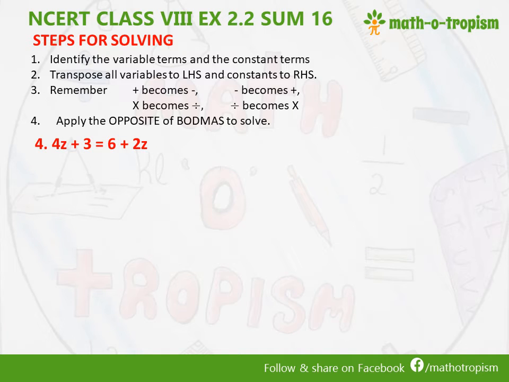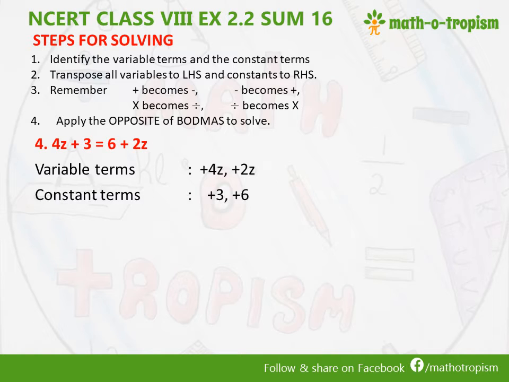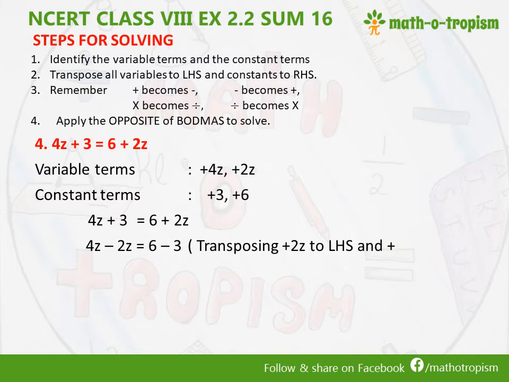Next sum is 4z plus 3 is equal to 6 plus 2z. The variable terms are 4z and 2z, constants are plus 3 and plus 6. So given the equation, we now take 2z to the left hand side and 3 to the right hand side. So we just interchange the variables and the constants. So this becomes 4z minus 2z is equal to, on the right hand side 6 we should write first, then bring the 3 to the right hand side, so minus 3. This is transposing plus 2z to LHS and plus 3 to the RHS.